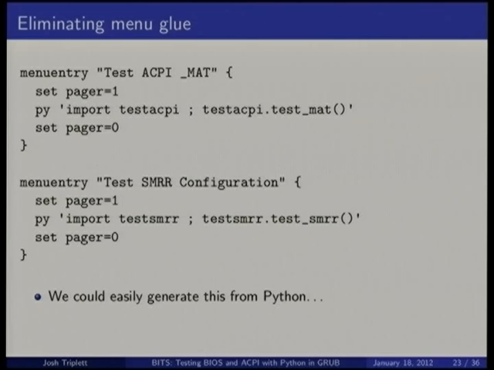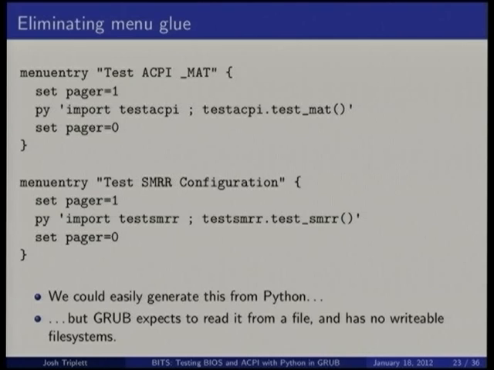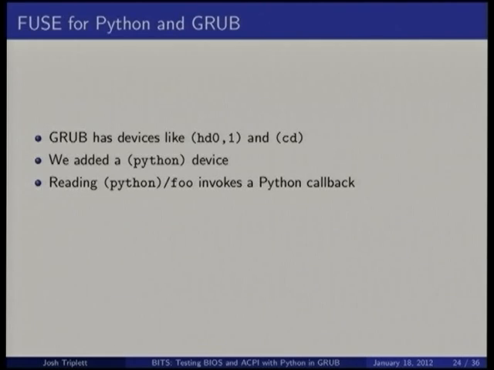We don't really want to be writing anything other than Python if we can help it. This is obviously generatable from Python. It's pretty trivial. You go look at a list of tests and generate it. But the problem is GRUB expects to read this from a configuration file on disk. And it has no ability to write files. So we couldn't just run a Python script and write the output to a file to read the menu. So given that, we implemented a fuse file system for Python.